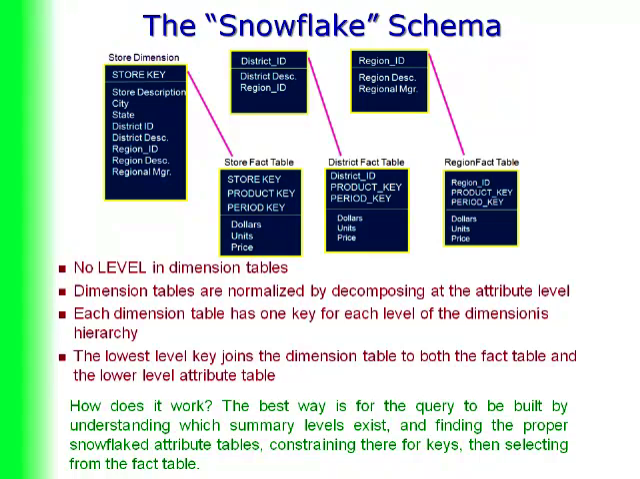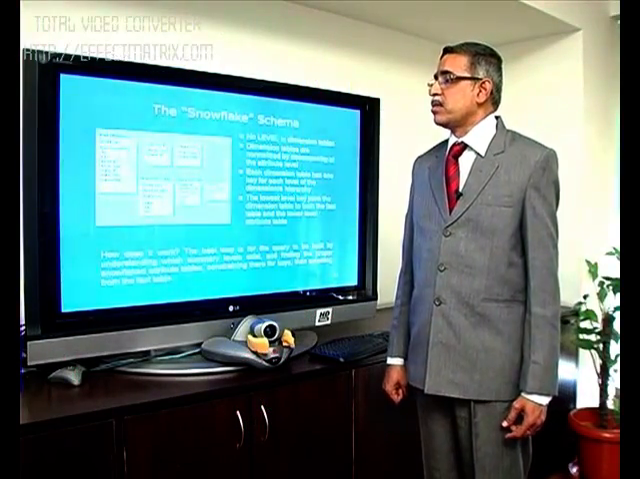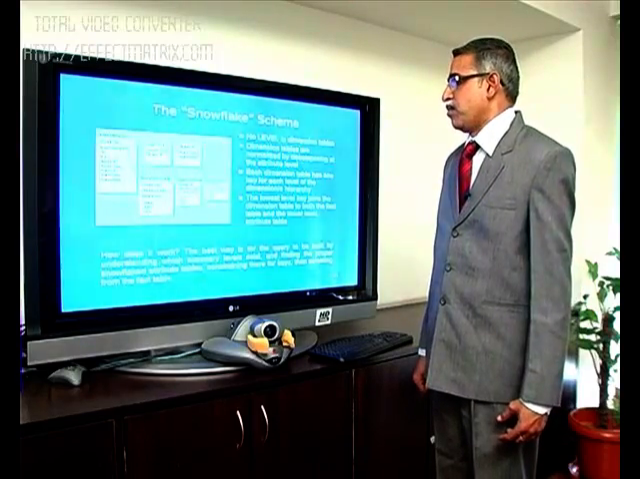Each dimension table has one key for each level of the dimension's hierarchy. The lowest level key joins the dimension table to both the fact table and the lower level attribute table. But how does it work? The best way is for the query to be built by understanding which summary levels exist and finding the proper snowflake attribute tables, constraining their keys, then selecting from the fact table. So that means by writing nested queries in SQL with proper conditions, we can take out the desired computation for each fact from the fact table.